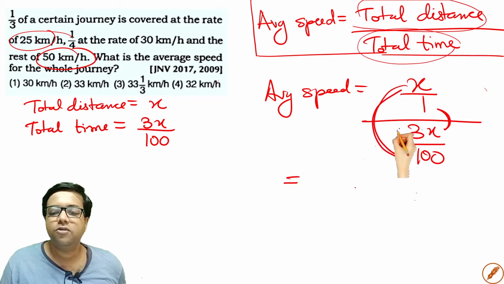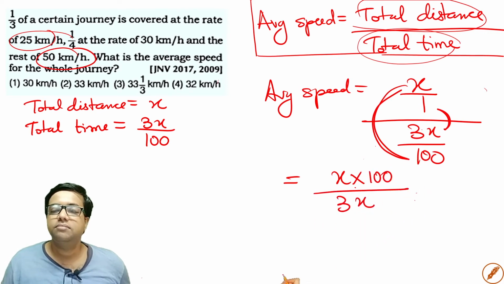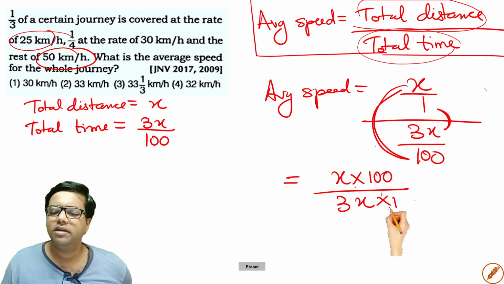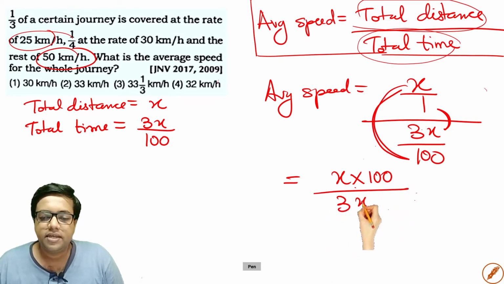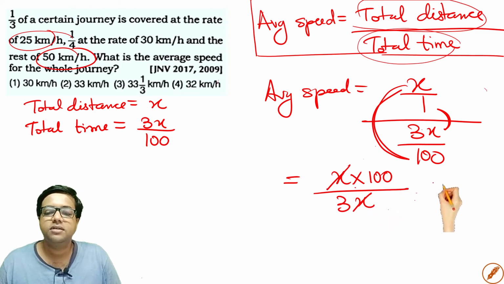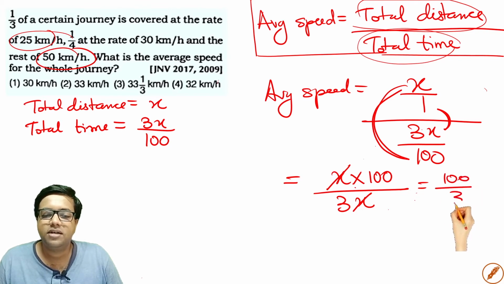The next step, what will happen? x into 100 by 3x into 1. 3x into 1 will be 3x itself. Now we can take away this x and x. Now 100 by 3 remains, and you all know what 100 by 3 is.